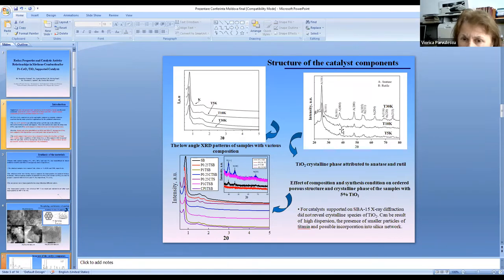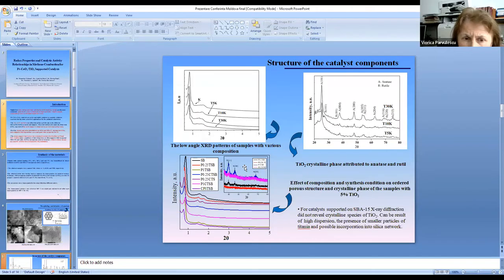The XRD patterns at larger angles show, for samples supported on KIT6, crystalline peaks attributed to anatase and rutile. The intensity of these peaks decreases with titania content. For platinum, crystalline peaks were evident only for 1% platinum.